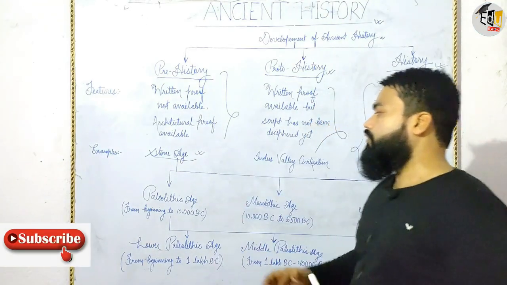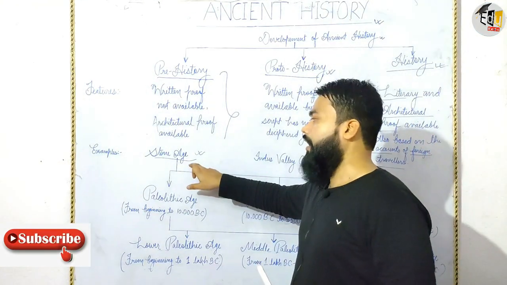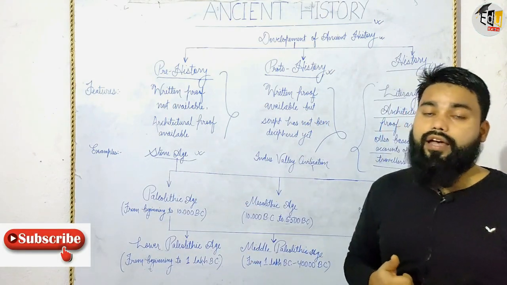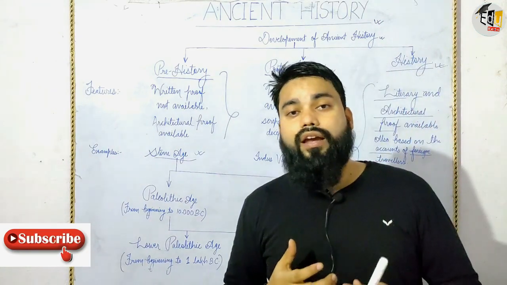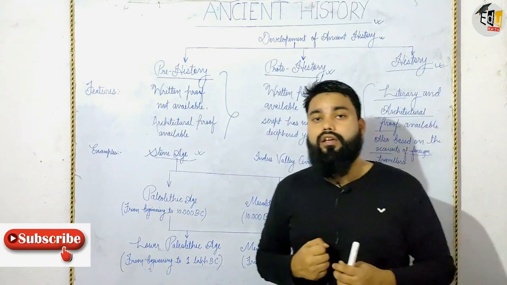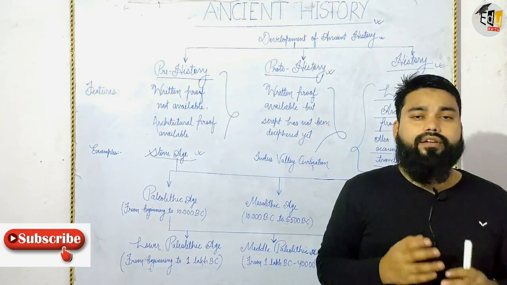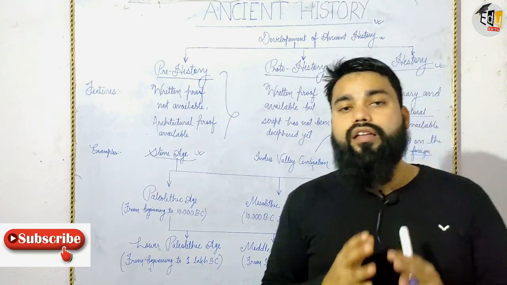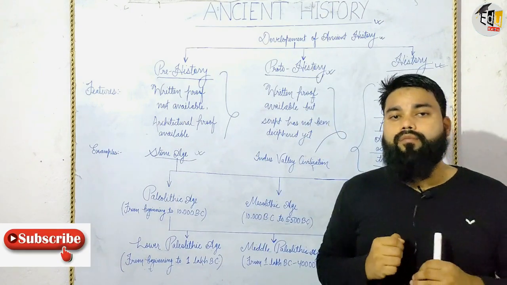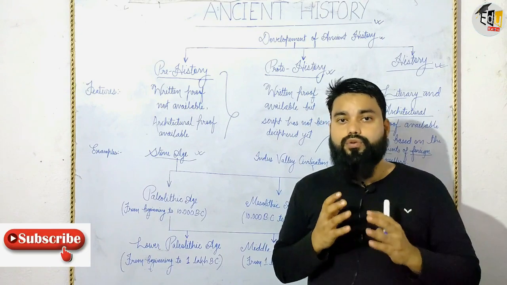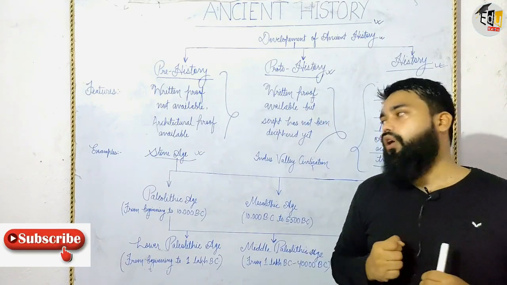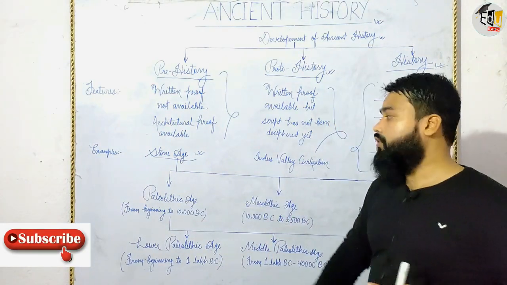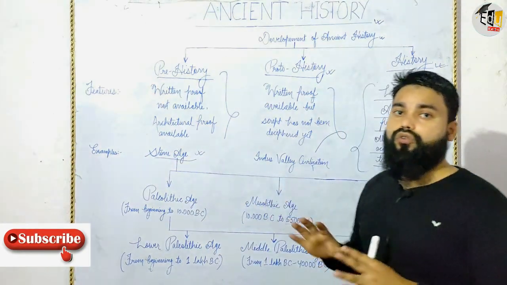So what we find is that early men used the tools of stone to do what? We all know that early men used the stone as a tool to hunt animals because they ate them. They were completely dependent on the hunting of animals. For hunting them, they needed a tool, and they made a tool of stones. So when they made tools of stones, we called that age the Stone Age.